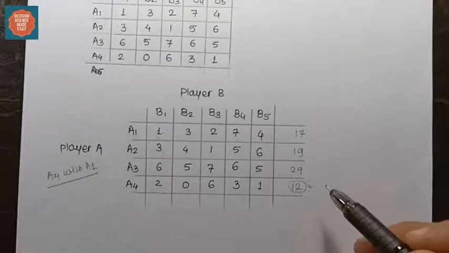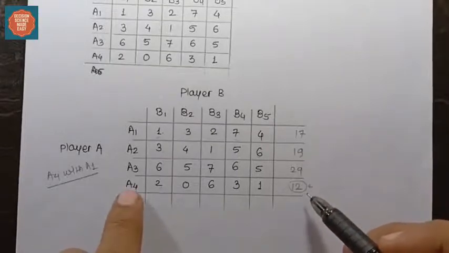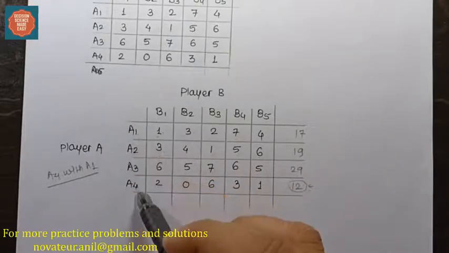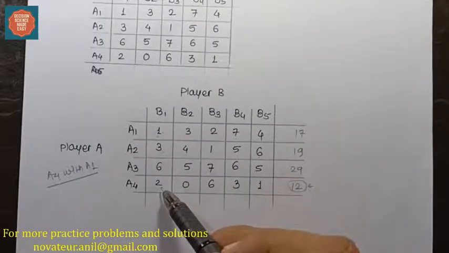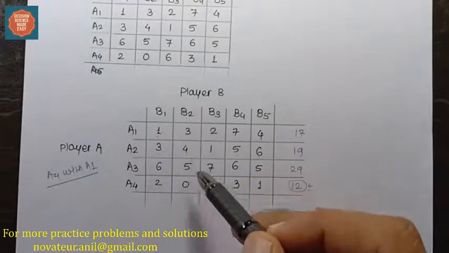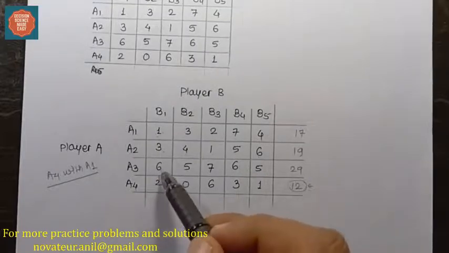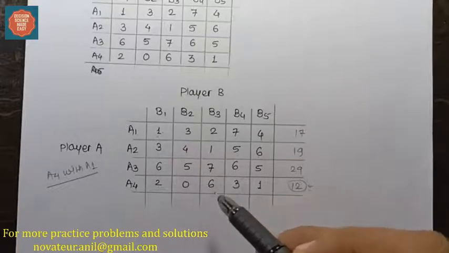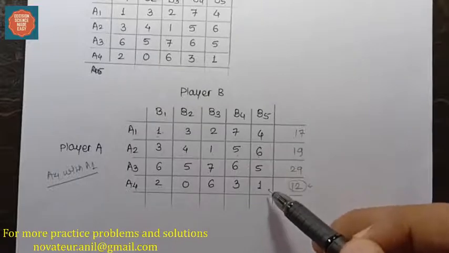So what I'm going to do is first compare all the rows with this row. How is it helpful, let me tell you. Let's first compare A3 and A4. 1 not greater than 2, discard. 3 greater than 2, true. 4 greater than 0, yes. 1 greater than 6, no, discard. 6 greater than 2, correct. 5 greater than 0, true. 7 greater than 6, true. 6 greater than 3, yes. 5 greater than 1, yes.